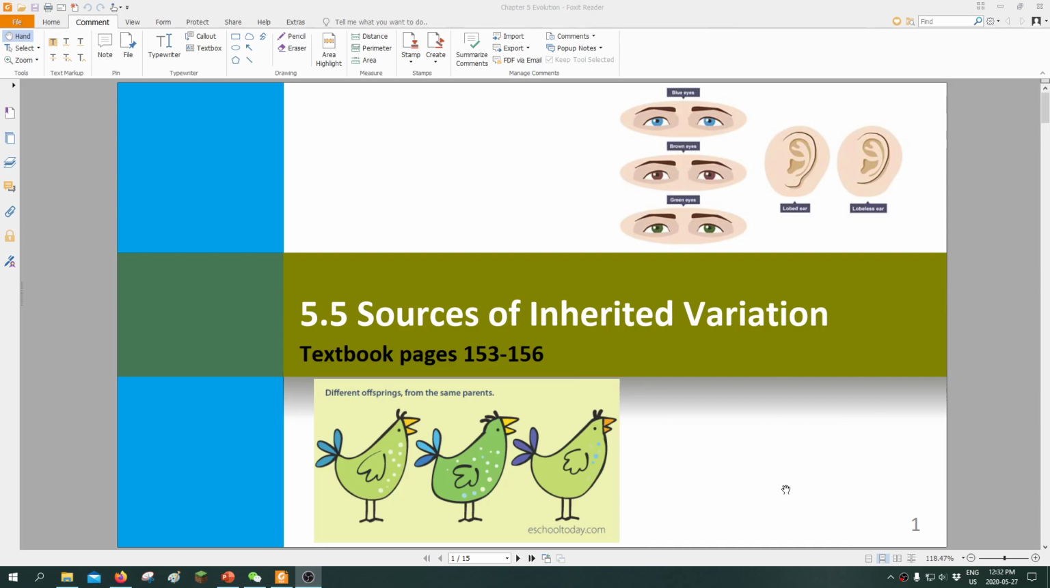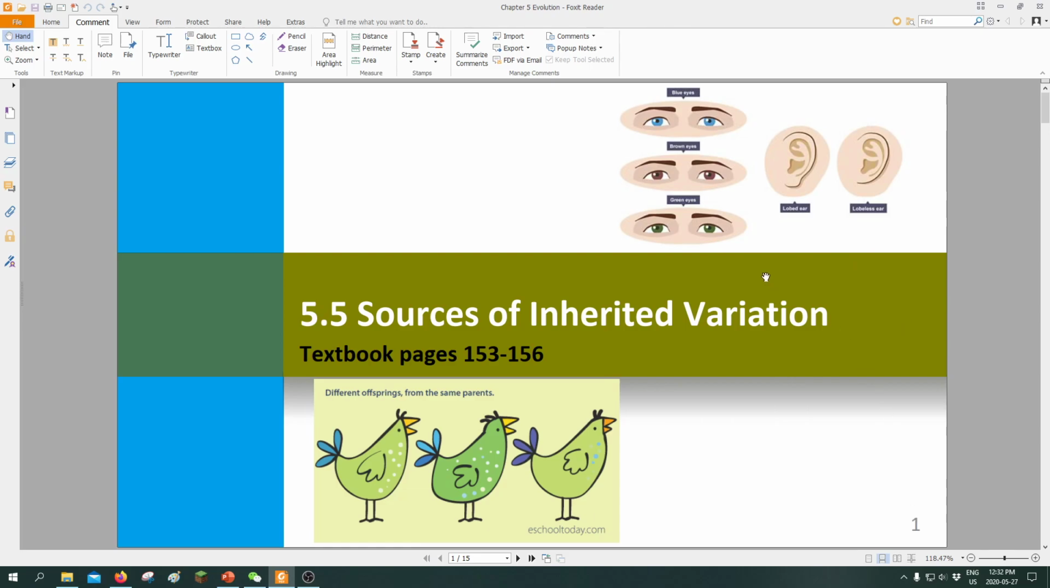You clicked this video because we are starting section 5.5 of chapter 5 of our populations and genetics unit. The title of chapter 5.5 is on sources of inherited variation. For example, these birds in this picture right over here, where did the different colors, the different hairstyles, the different dots, etc. all come from? Where do these traits come from? And for human beings, where did, for example, our eye colors come from? And where did the shape of our earlobes come from? Where do these traits actually come from?